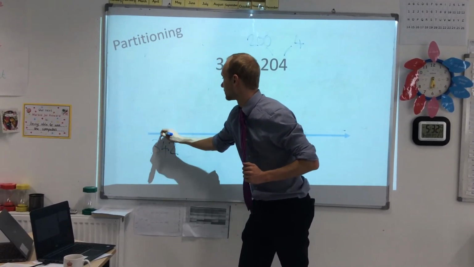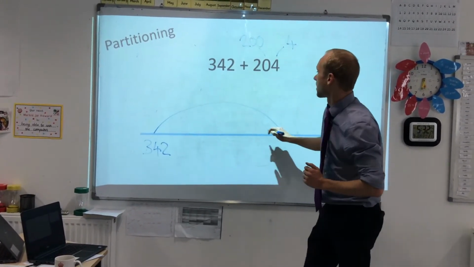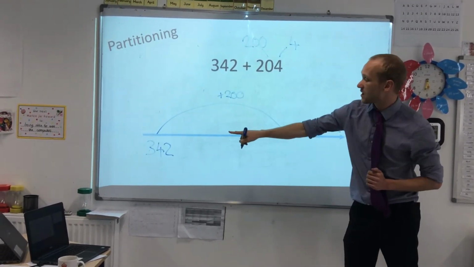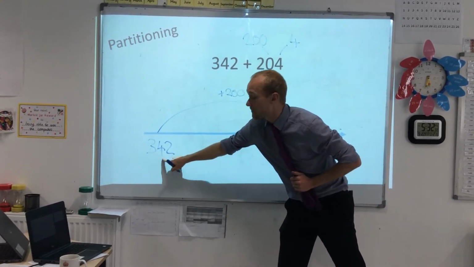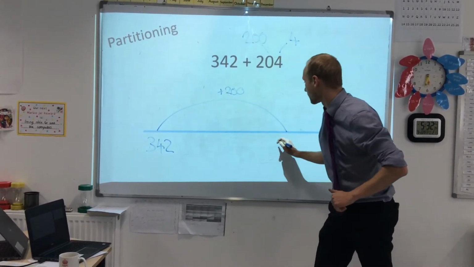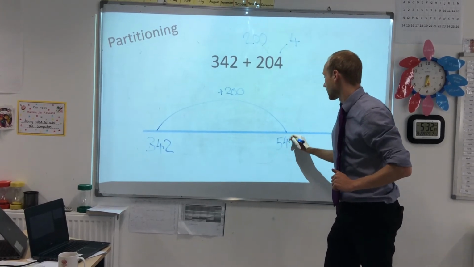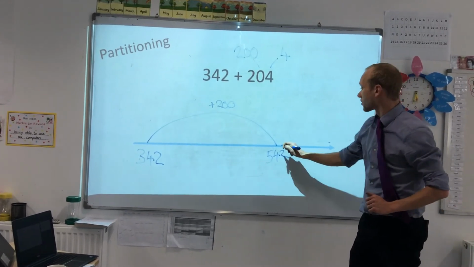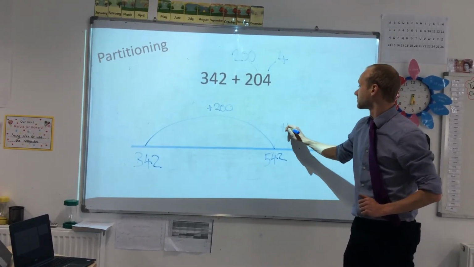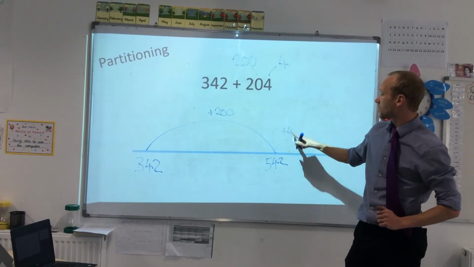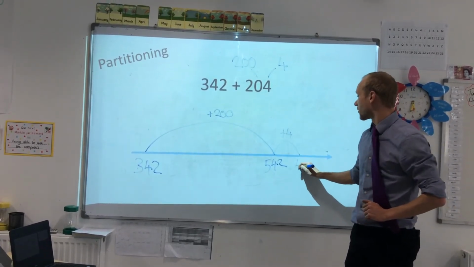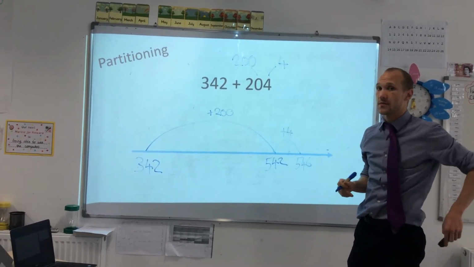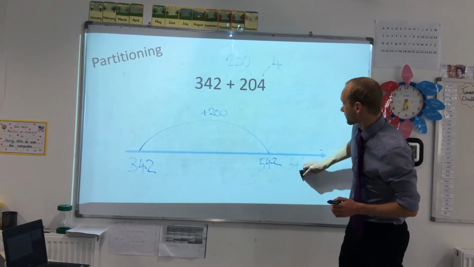342 add 200 equals 542, because I'm just adding 2 more hundreds up. I don't need to worry about the tens and the ones. And then I've just got that other 4 to add on. 542 add 4, 2 and 4 is 6. So it's 546. I can partition one of the numbers to make it a bit easier to add up.